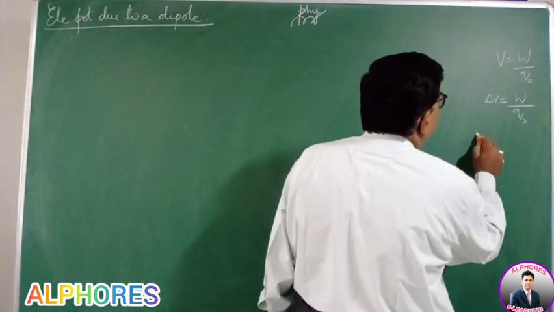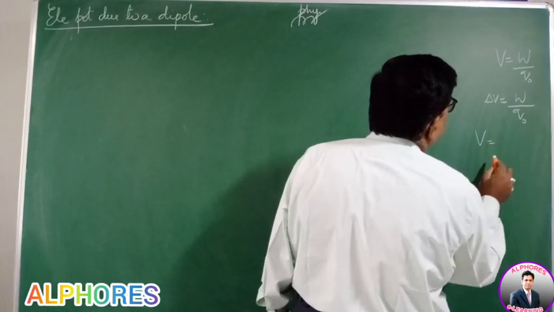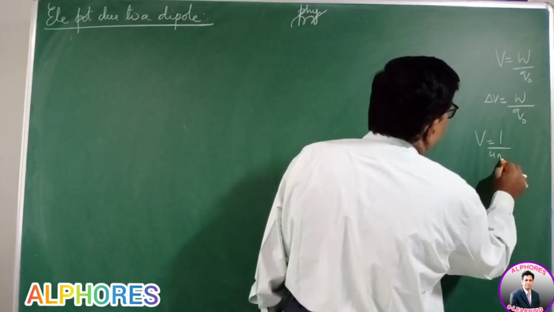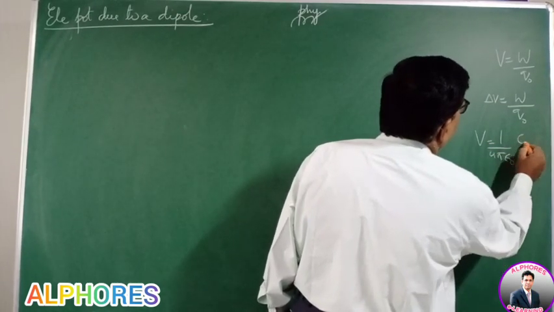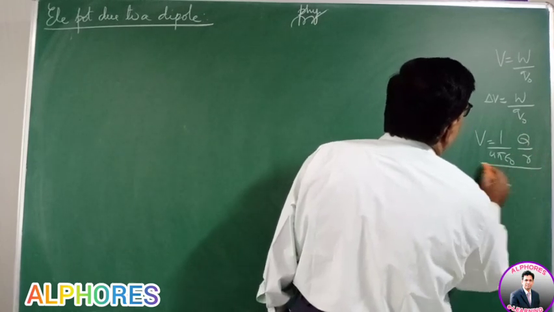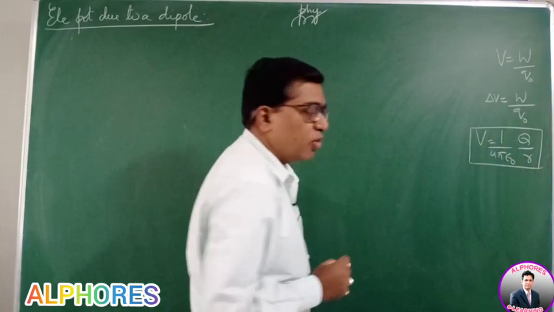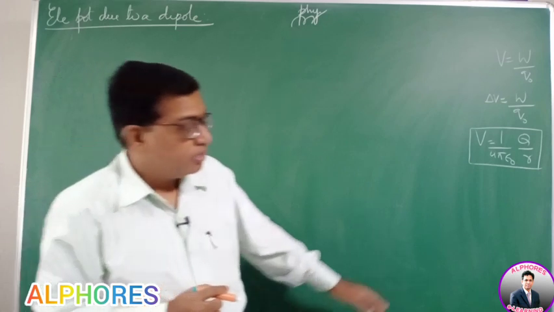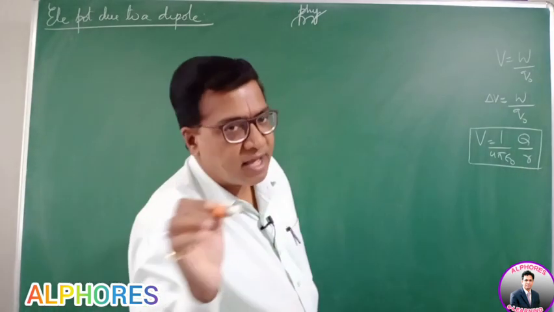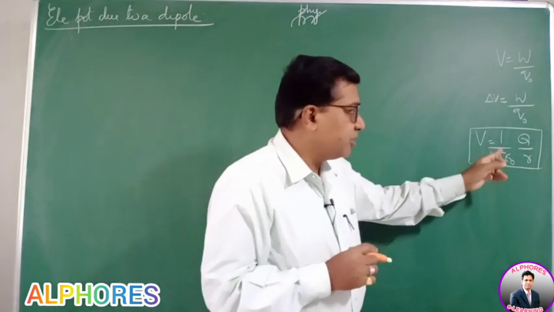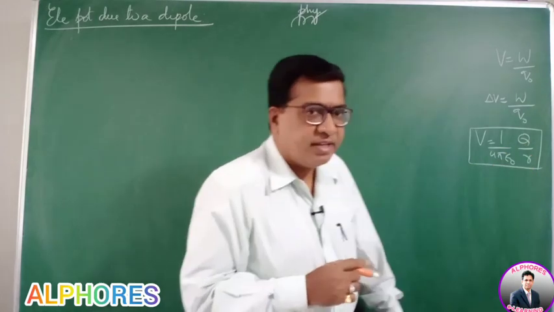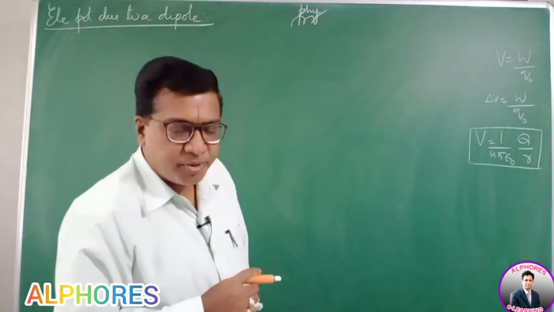Later we derived the formula for the potential due to a point charge. The potential due to a point charge is 1 by 4 pi epsilon naught Q by R. This is the potential due to a point charge Q at a distance R from it.